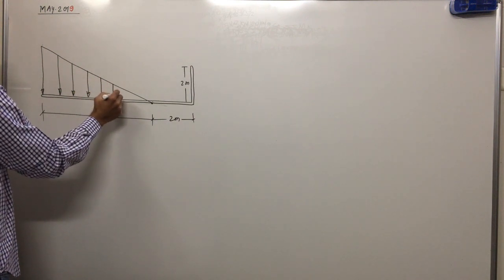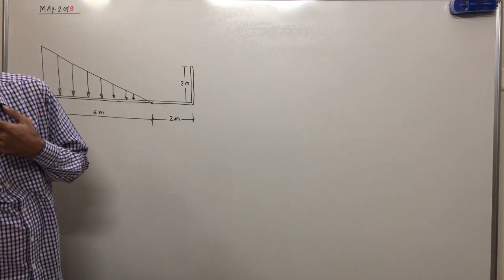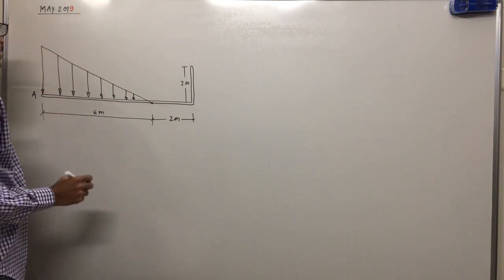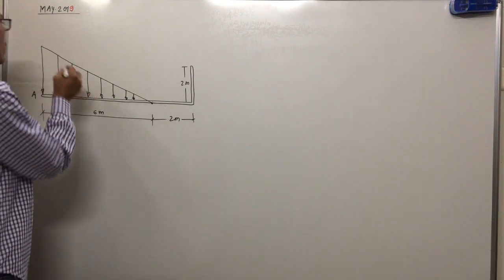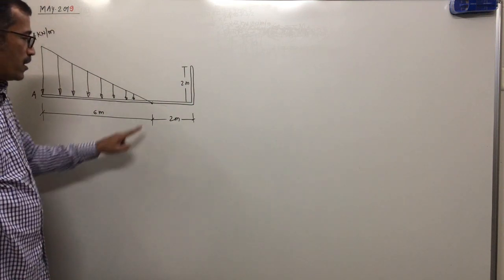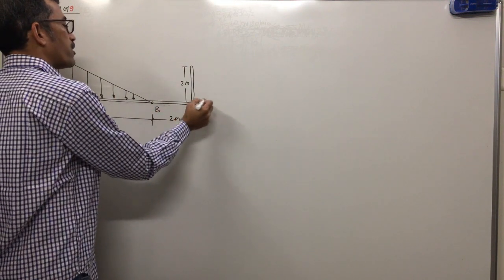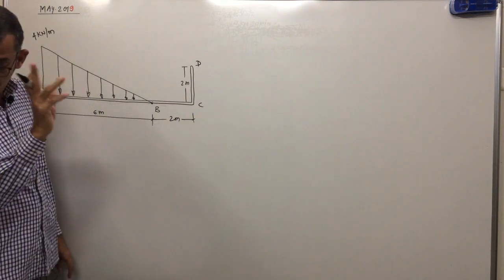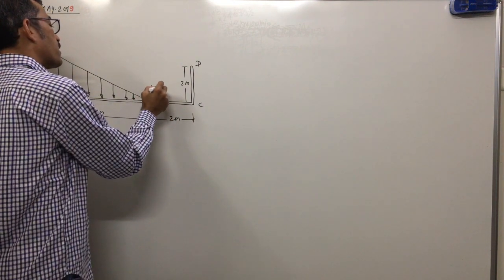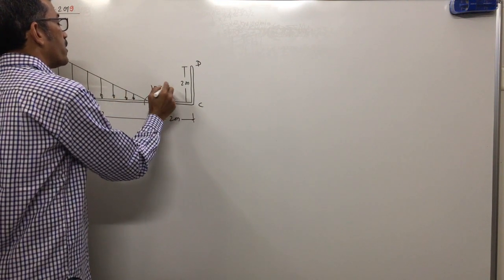What is the magnitude of UVL at the left end? The name of the left end is A. The magnitude of load is 4 kilonewton per meter. The name of this point is B, this point is C, this point is D. At B there is one couple acting, 10 kilonewton meter. Not per meter, kilonewton meter.